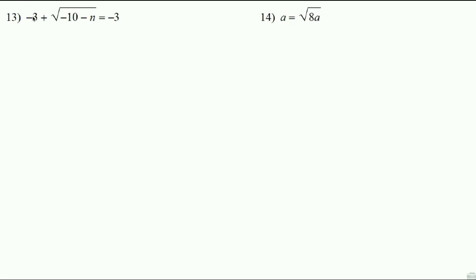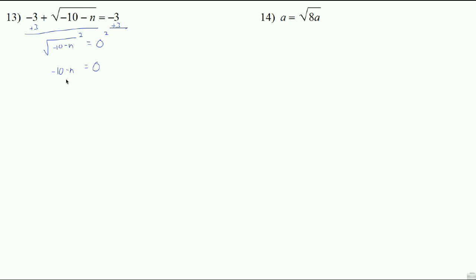So number 13, we want to isolate the square root. So what we're going to do is add 3 to both sides. Isolate means get it by itself. So we have the square root of negative 10 minus n equals negative 3 plus 3, which is just 0. Once we're down to a square root on one side, we want to square both sides. We square both sides because the square root of something squared is just what's on the inside. So when we square this, we actually just get negative 10 minus n. And 0 squared is still 0.